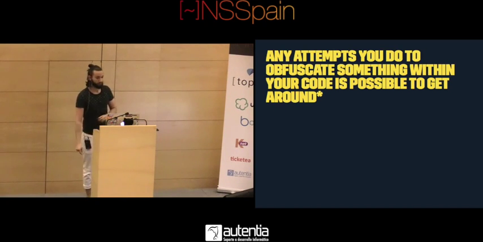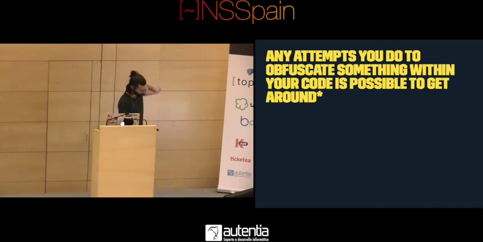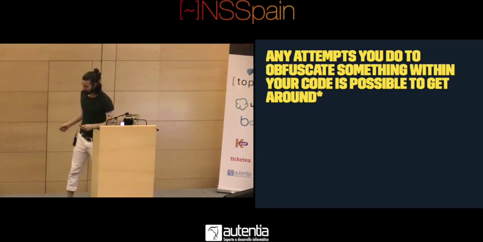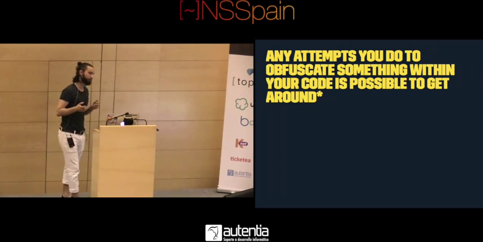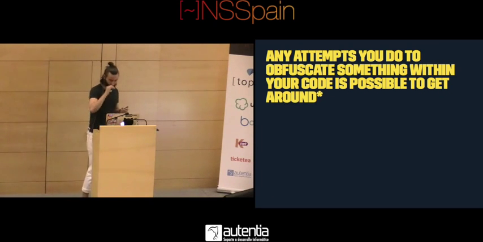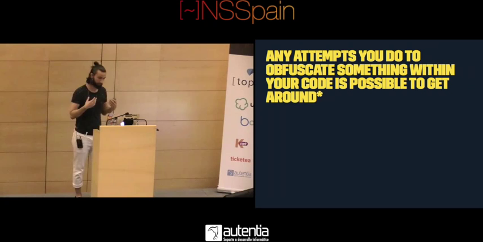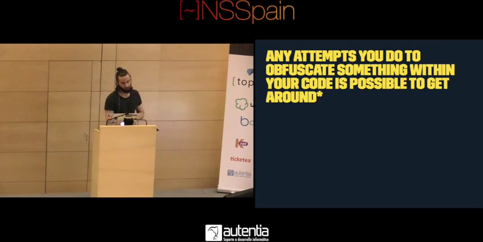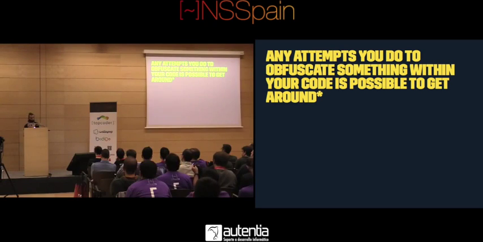So any attempt you do to obfuscate something within your code is possible to get around. Now the caveat here is with infinite time. You can do a lot to prevent people from fiddling around with your binary. For example, you can prevent people from attaching the debugger, but then there are ways around that. You can obfuscate certain things when a debugger is attached, but there are also ways around that. Because as someone with root access, I can tell your app that the debugger isn't attached, even when it is.